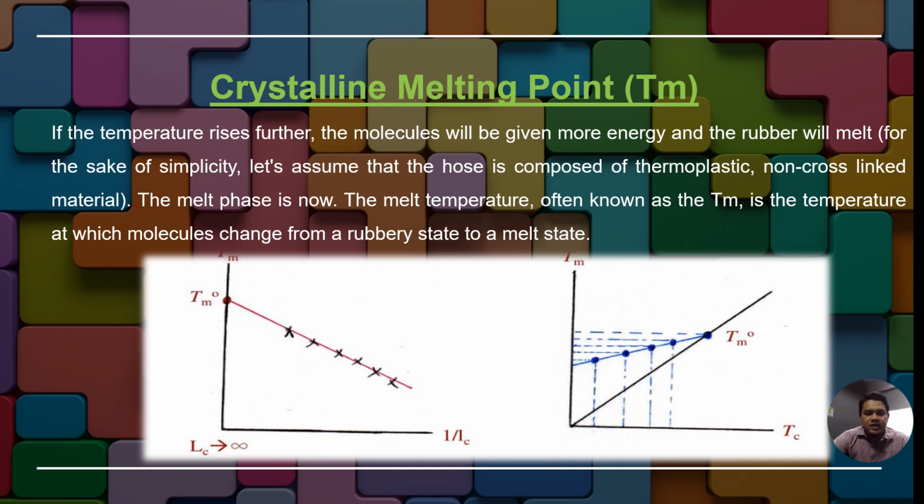The next is the crystalline melting point temperature. If the temperature rises further, the molecules will be given more energy and the rubbery phase will melt. For the sake of simplicity, let's assume that the host is composed of thermoplastic, non-cross-linked material. The melt phase is now. The melt temperature, often known as the thermal transition melt, is the temperature at which molecules change from the rubbery stage to the melt stage. So from the slide, we can see an example of the crystalline melting point graph.